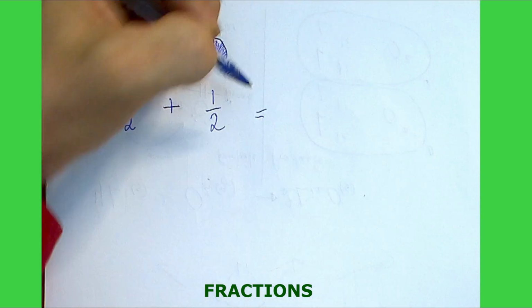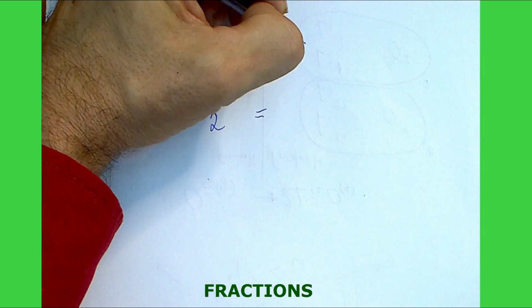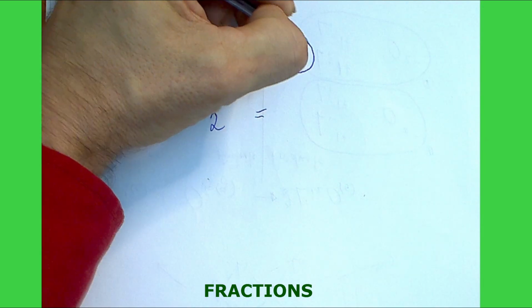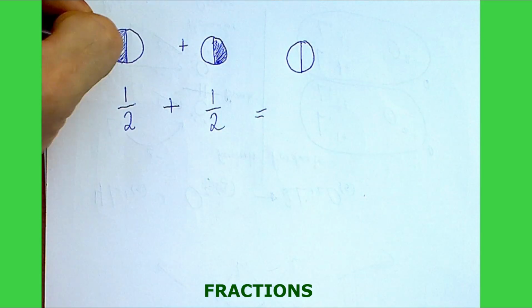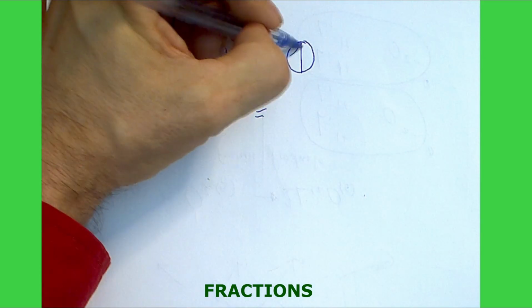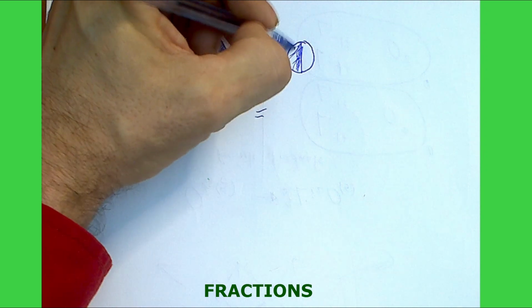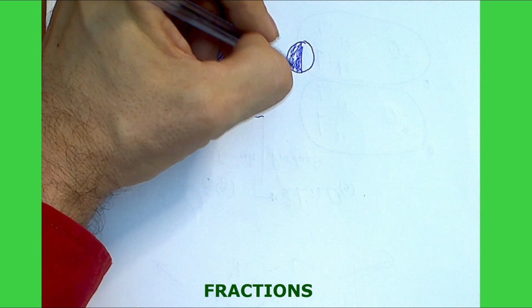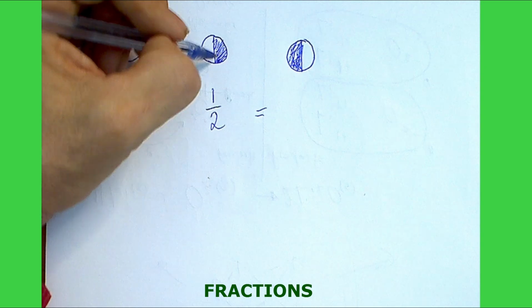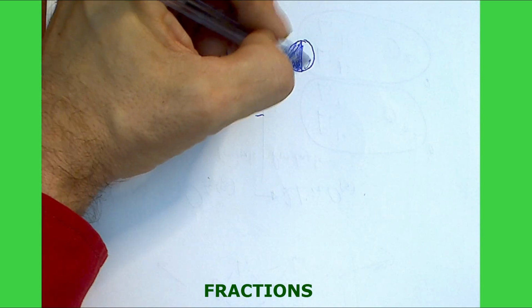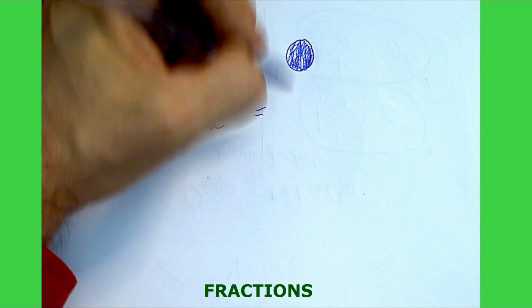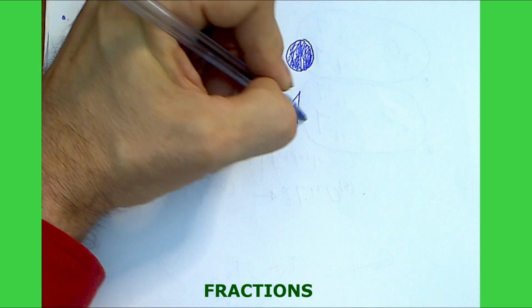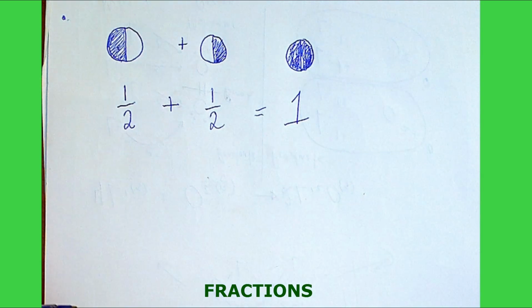And so that's going to equal, and I can draw the circle. And I can split it in half. And I can say, I'm going to put this half right here. And I can take the time to color it in first. And then I'm going to put this half right there. And then that can be one whole.